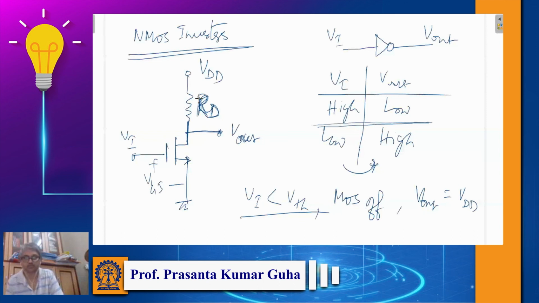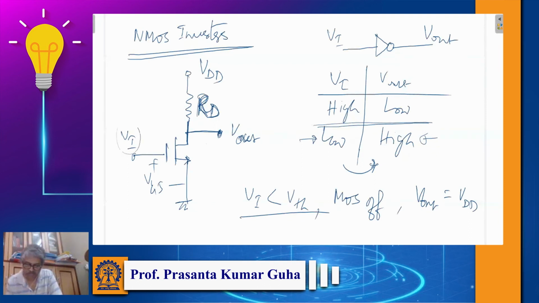Because there is no current flowing, there is no voltage drop across RD, so the entire voltage will be across the MOSFET. It is like a switch. So if the input is low, the output is high. What about the other way around?